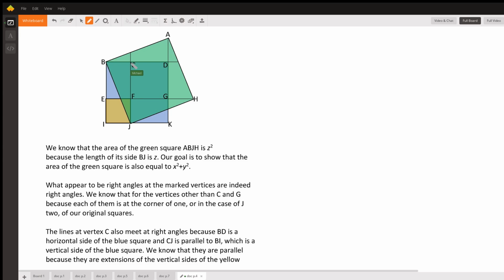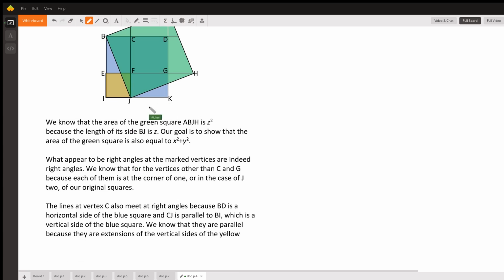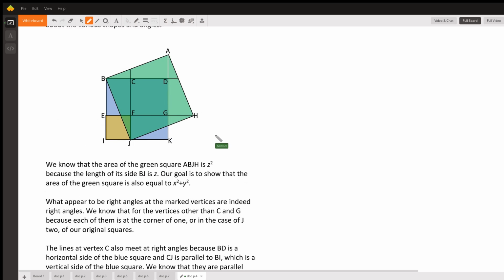We know it is because it's a corner of one side of a square, and then this line is parallel to another line of the square because they are both extensions of sides of this square. And this vertex would have a similar explanation. So if it looks like 90, it is 90.